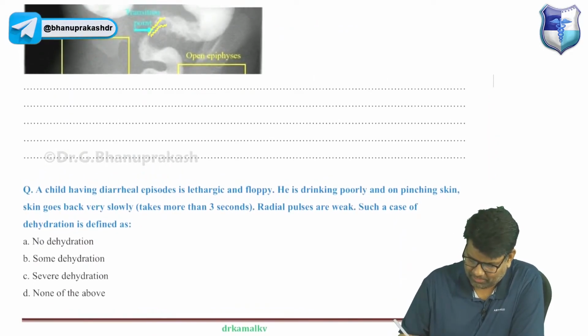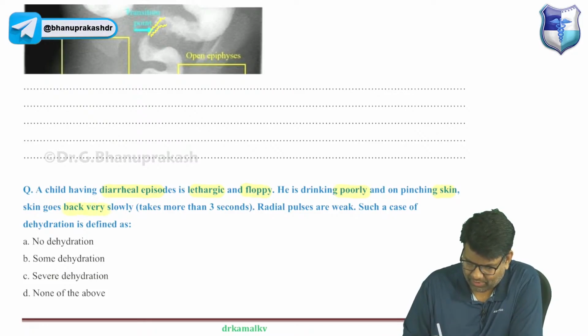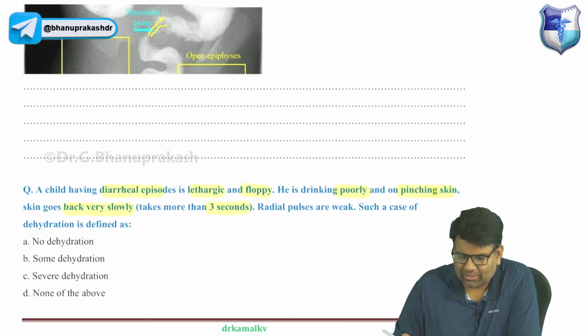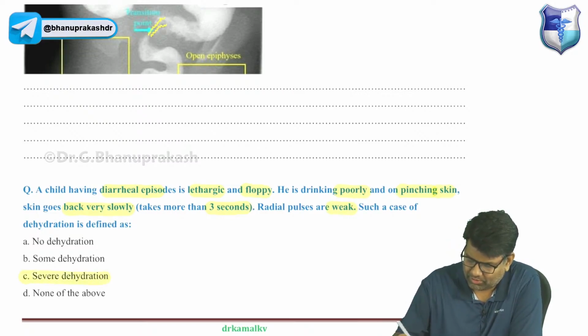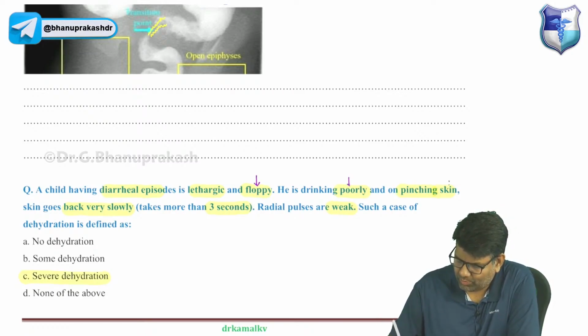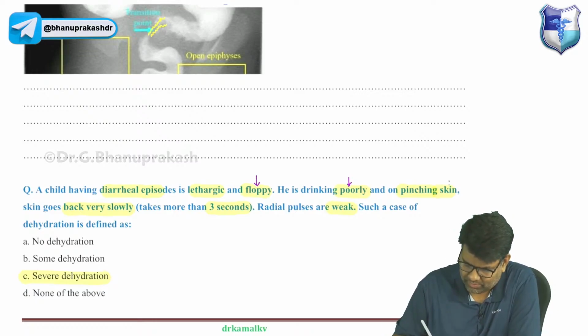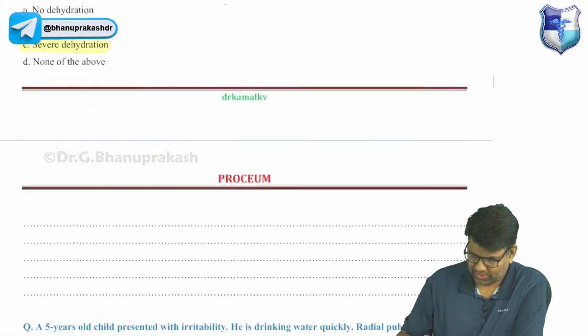Then next question. A child is having diarrheal episodes and is lethargic and floppy, drinking poorly, and on pinching, skin goes back very slowly. Takes more than 3 seconds. Pulses are weak. So this is a case of severe dehydration. Here, classical floppy child and drinking water poorly and skin going back very slowly. This is severe dehydration.